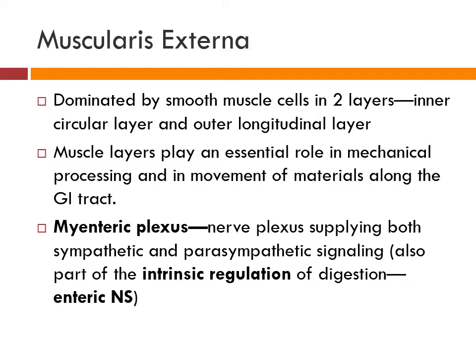The myenteric plexus is nerves supplying sympathetic and parasympathetic input, which are also part of the intrinsic regulation of digestion. Parasympathetic nerves are going to increase muscle tone and activity. So remember with the rest and digest, we are increasing digestion with parasympathetic stimulation. With sympathetic stimulation, we're going to decrease muscle tone and decrease activity. So peristalsis, which is the movement of food through the digestive tract, is going to shut down with sympathetic activity, and it's going to increase with parasympathetic activity.